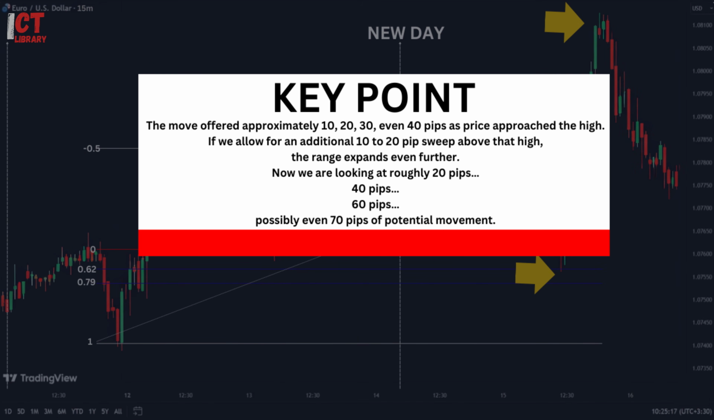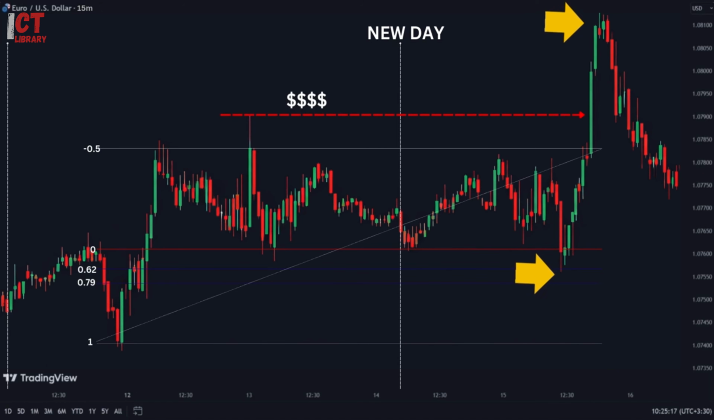If we allow for an additional 10 to 20 pip sweep above that high, the range expands even further. Now we are looking at roughly 20 pips, 40 pips, or possibly even 70 pips of potential movement. And realistically, that alone could complete the objective for the entire week. At that point, there would be no reason to continue trading. It may sound surprising, but this is exactly how you should approach the market.